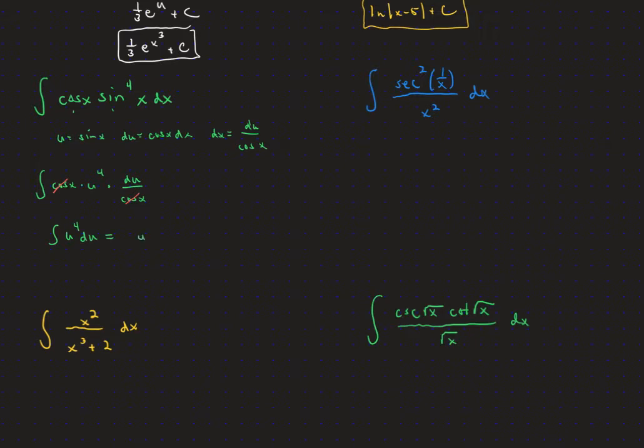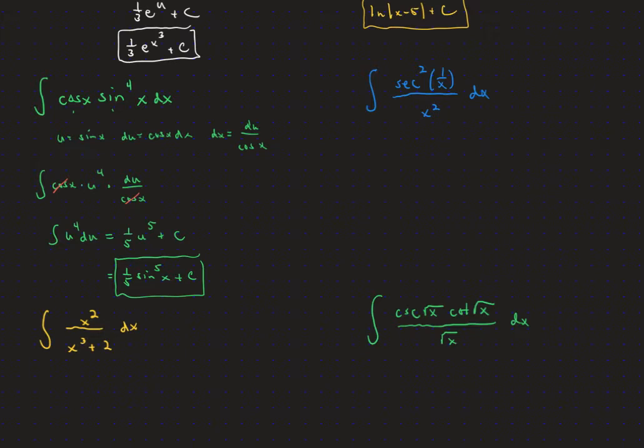We're going to use our power rule and add 1 to the exponent, multiply by the reciprocal of the new exponent, and we'll get a constant of integration. And then we'll go back to our original x version. So u was sine x, so that's going to be sine to the 5th of x plus the constant of integration.